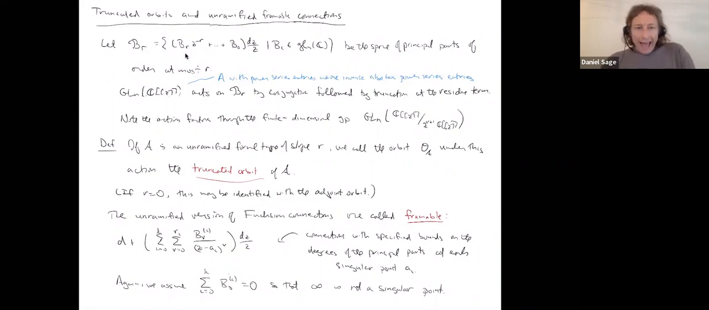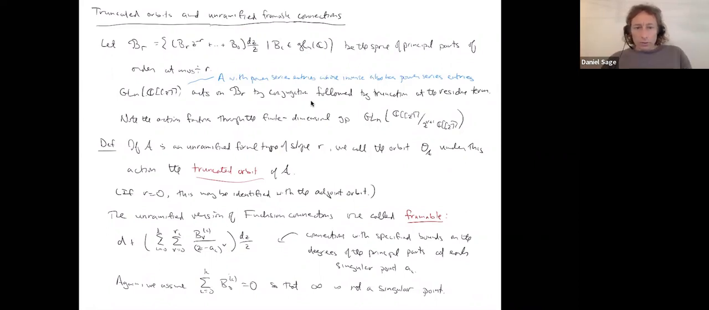Anyway, so this acts on the set of principal parts. Basically, you conjugate. Of course, when you conjugate, because these are power series, things aren't going to get any worse than this z to the minus r term. You're not going to get anything lower. But of course, you will get junk higher in general. And so we just throw it away. We truncate at the residue term.